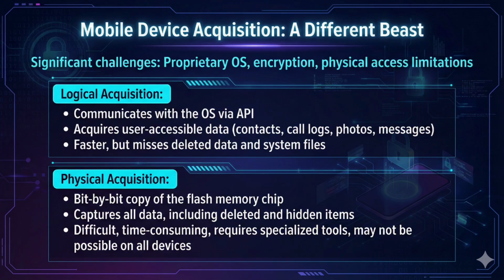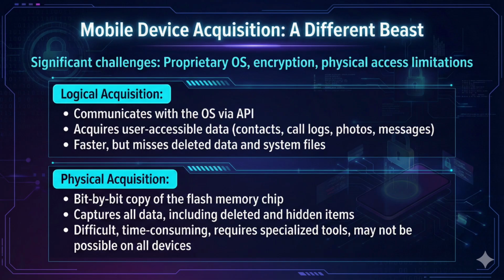First is logical acquisition. This method communicates with the phone's operating system, essentially asking it to hand over data. It's relatively fast and retrieves what a user would typically see: active contacts, text messages, call logs, and photos. However, it generally will not recover deleted items or data hidden deep within system folders.